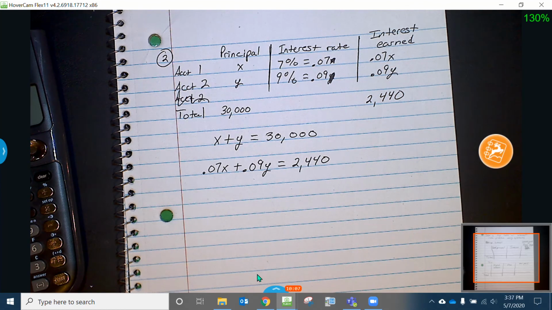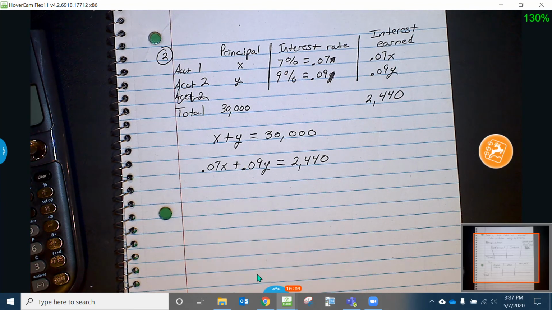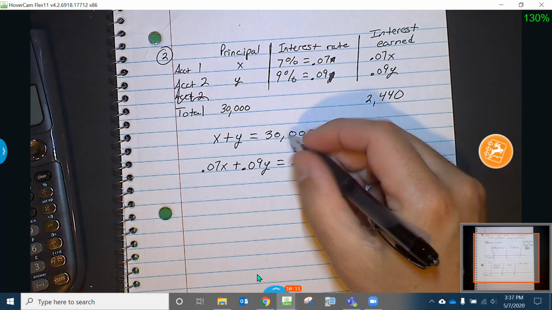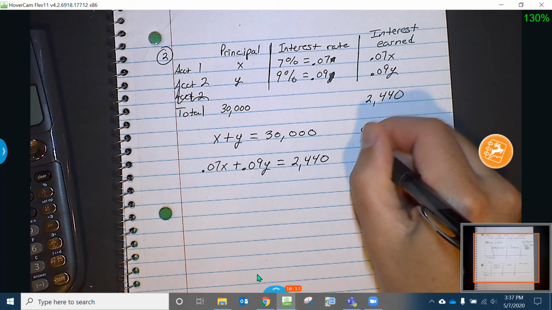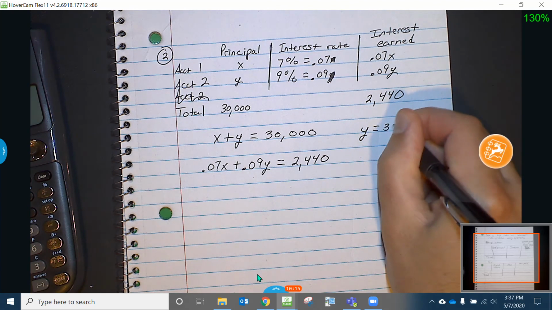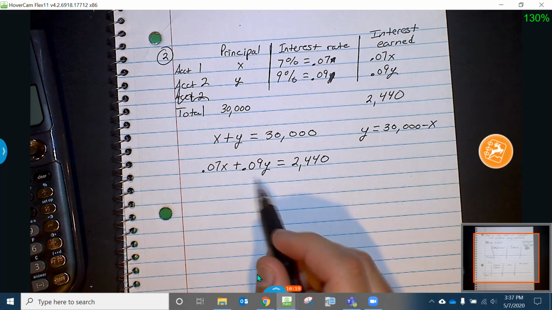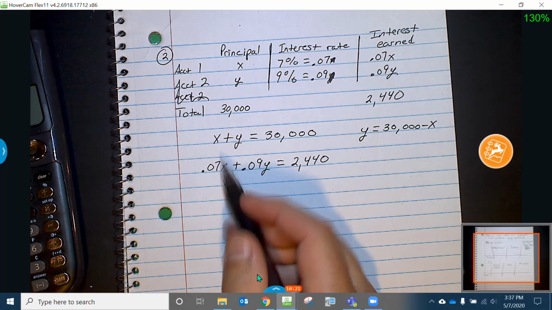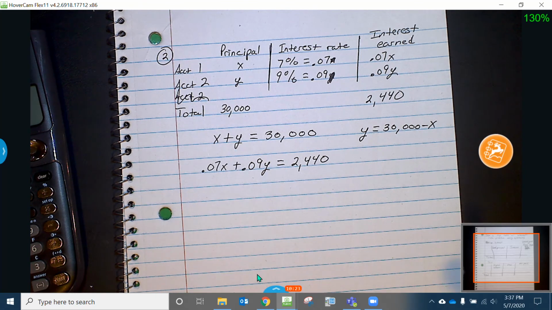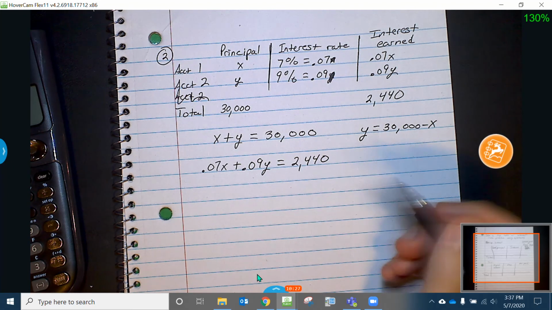Now here, I think I'm going to use substitution. I don't really want to use a graphing calculator here. So I'm going to just solve this one for y. y equals 30,000 minus x, and I'm going to plug that in for y here. Could you have solved for x there? Of course. You get the same answer, just the opposite order. You'll find your x first instead of your y.